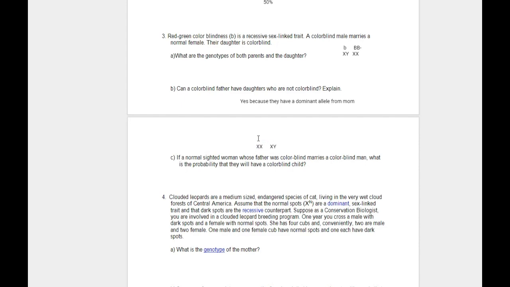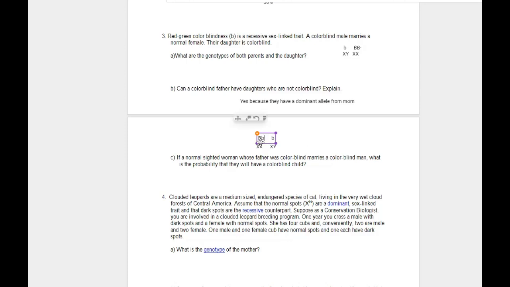So we know that she can have what? What are we using? B's. Okay, so she has B, and we're going to put a dash this time. And she marries a colorblind man. All right, now the key to her B is going to be her father: a normal sighted woman whose father was colorblind. So what does that mean? I have to go back there and change this to a small b.